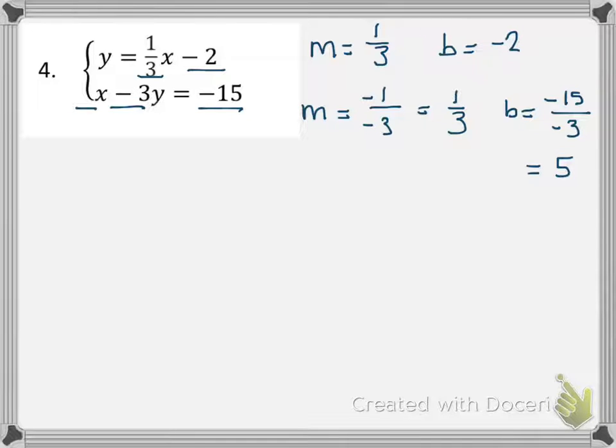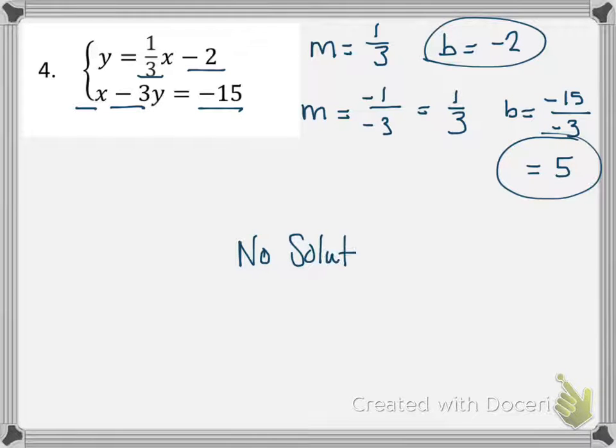Okay, so our y-intercepts are different. That means that these are parallel lines. They will never cross, so there is no solution.